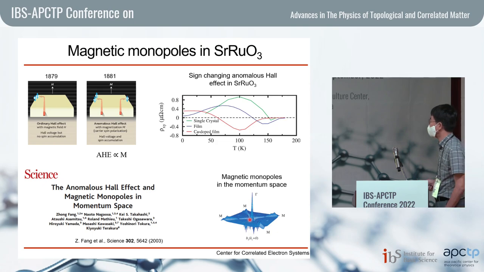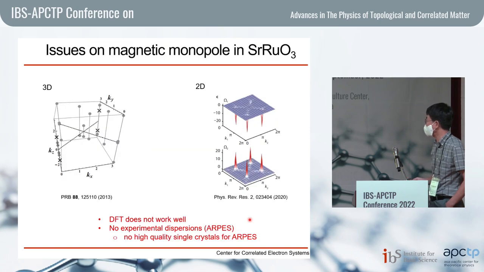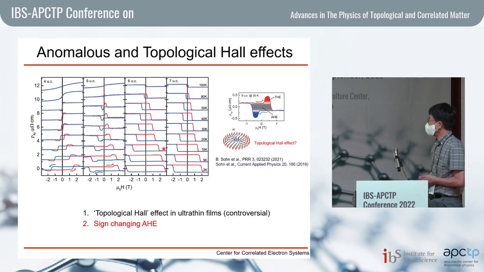But subsequent theoretical calculations found that there are other positions that produce Berry curvature, especially in this work. They are actually at different positions. In fact, in our thin film, we measured anomalous Hall resistivity as a function of applied magnetic field for different thicknesses of thin films.